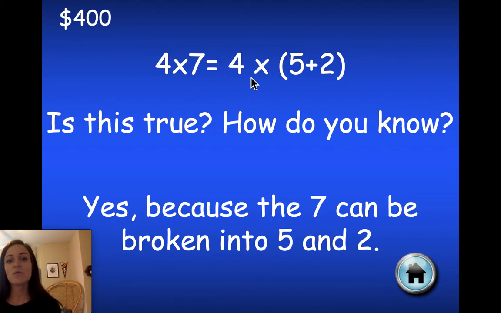If they wouldn't have had the parentheses around this, it wouldn't be true because you would have done multiplication first, right? For PEMDAS, multiplication comes before addition. So you would want 4 times 5 is 20 plus 2 more. This would have been 22 and this would have been 28. So it wouldn't have been true without the parentheses, but since they put the parentheses there, we know to do that first. And it was 28 equals 28. So if you wrote, yes, it is true, then you get $400.